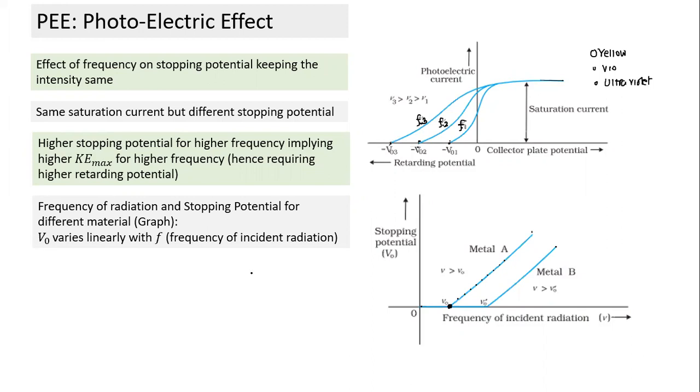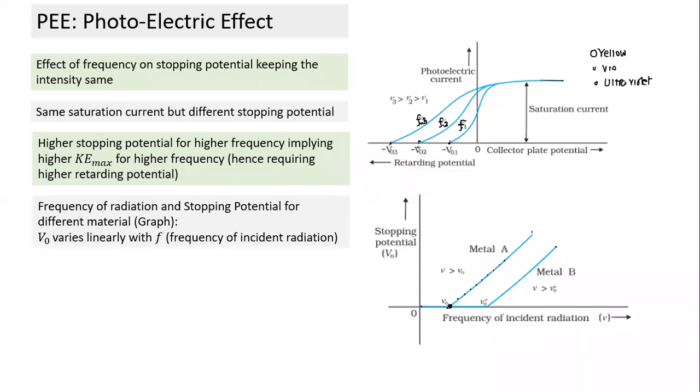This point means the stopping potential is zero. I'm not trying to stop it, but still electrons are not reaching. Why could it be? What could be the reason why it is not reaching? Because they are not getting emitted. So here there's zero stopping potential, and still no current. What does that imply?